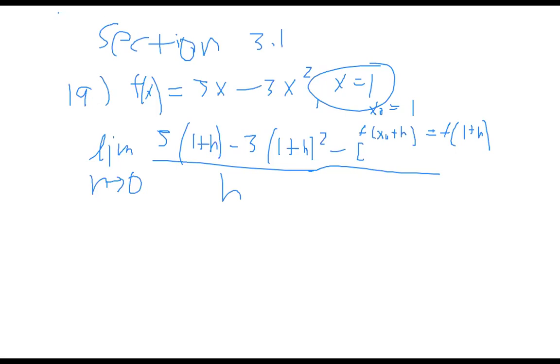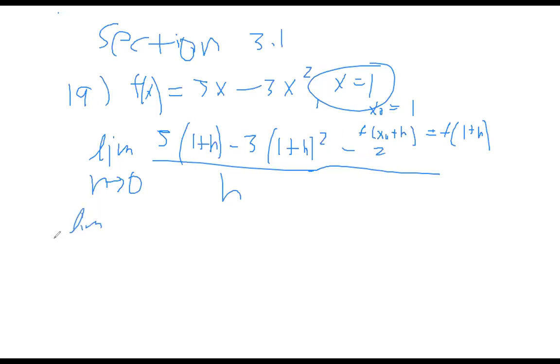So then we do minus f of 1, right? If we plug in 1, this is going to be 5 minus 3, which is just 2. Well, hold on, this is going to be minus 2, right? Then you just have to simplify the top.